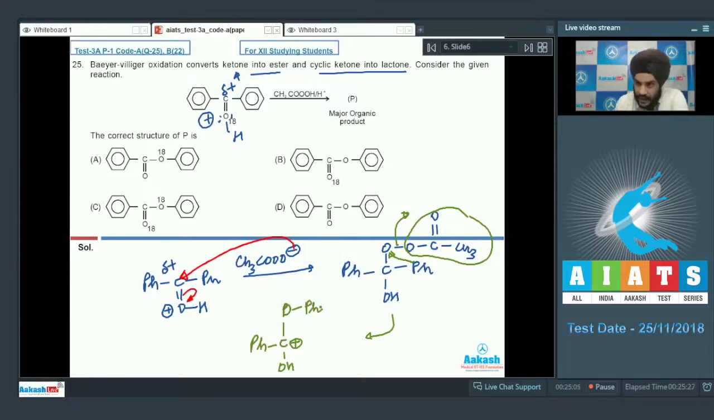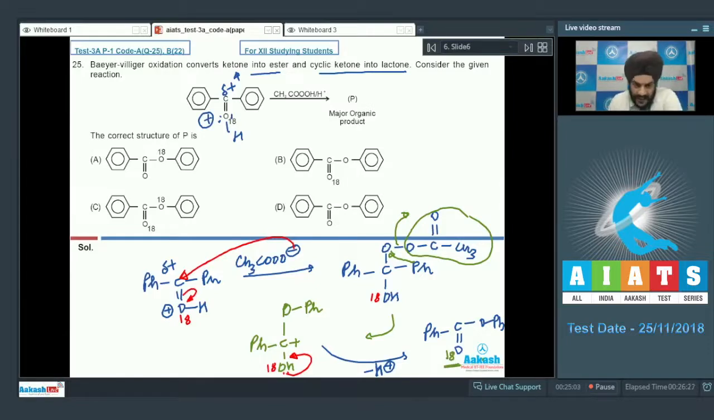So let us just follow the labeled oxygen. This oxygen was labeled, this will be labeled, and this will be labeled. Now, due to the formation of the carbocation, the lone pairs over this oxygen shall attack, which will lead to the formation of the ester. After deprotonation, the labeled oxygen will be retained.